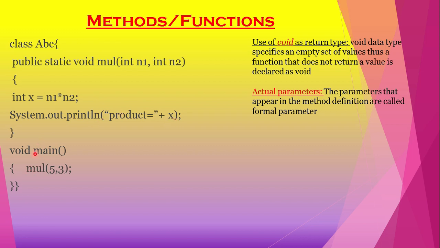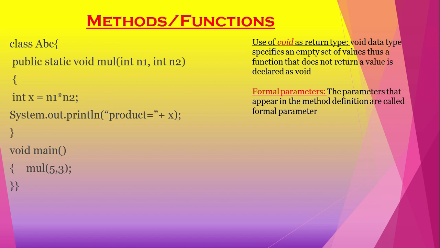Now main is the function which is calling MUL. So main is calling which function? MUL. This is very important to understand. The calling function is main and the function called is MUL. Okay. Now we are going to see actual parameters and formal parameters.